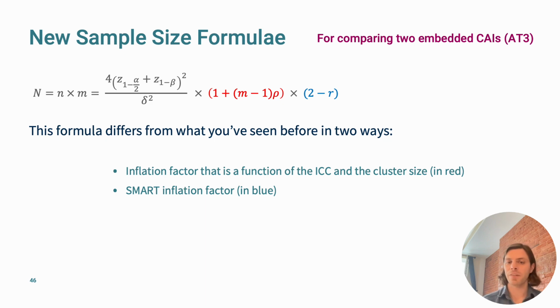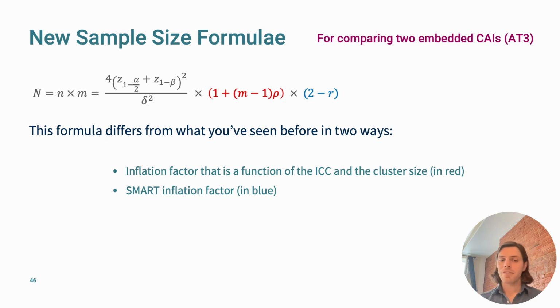So the red one is the inflation factor that's a function of the ICC and the cluster size. This appears in sample size formulas for standard clustered randomized trials. As M is increasing, the total number of observations needed is increasing, although that doesn't affect the number of clusters needed. And then rho is your ICC, so as rho is increasing, you also need more clusters because your effective sample size is decreasing as rho is increasing.